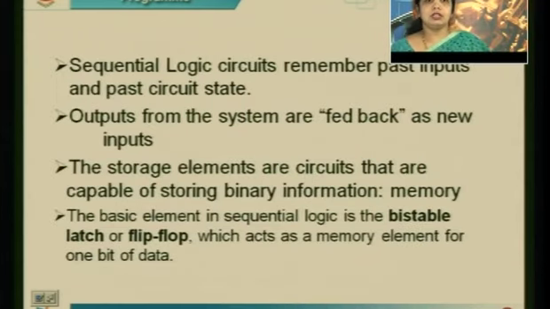A sequential logic circuit remembers past inputs and past circuit state. So the output from the system is fed back as a new input. The storage elements are circuits, as I discussed, that are capable of storing information, also called memory. The basic element in sequential logic is a bistable latch or a flip-flop, which acts as a memory element for storing a single bit, 1 bit of data.